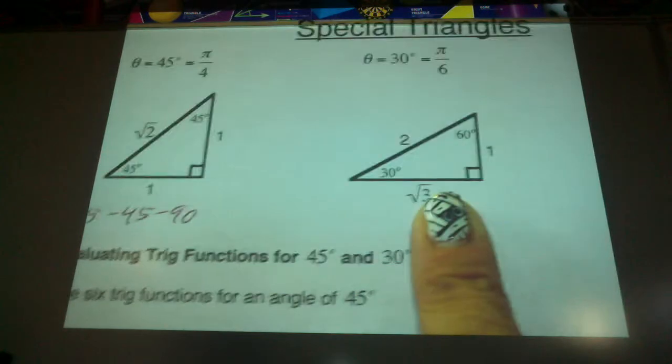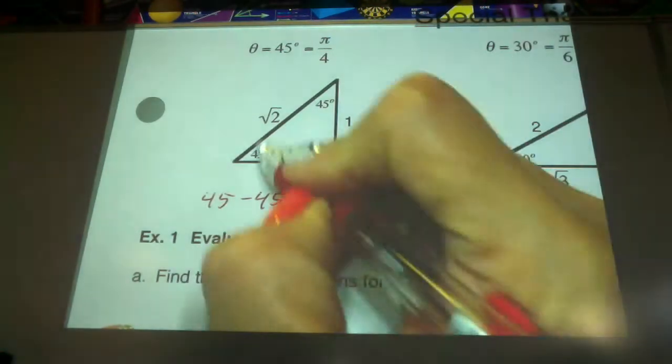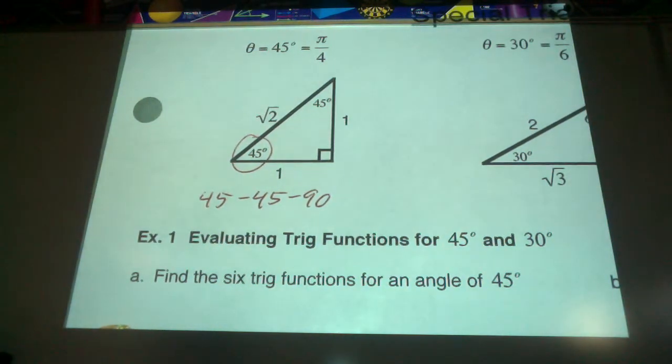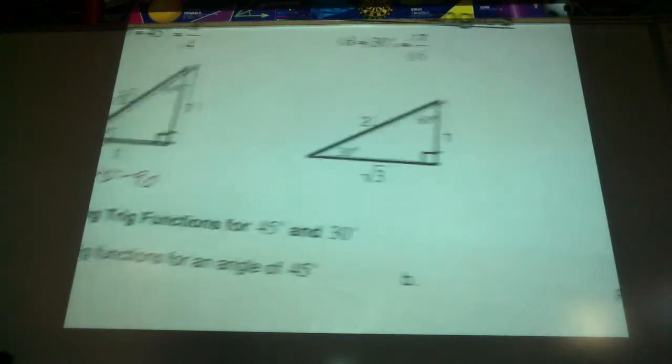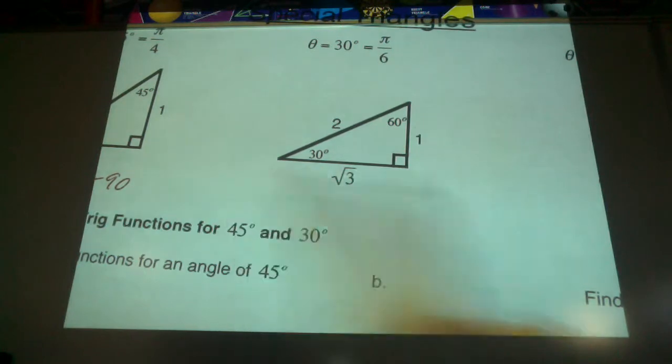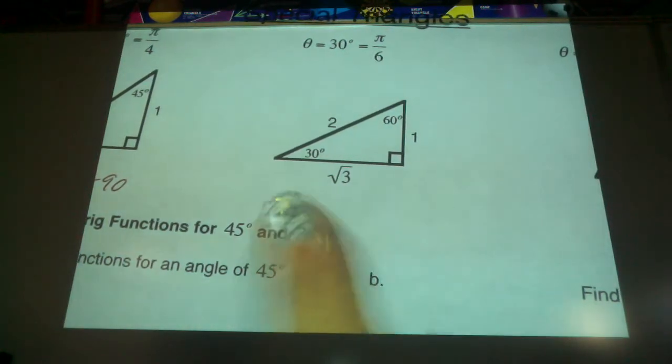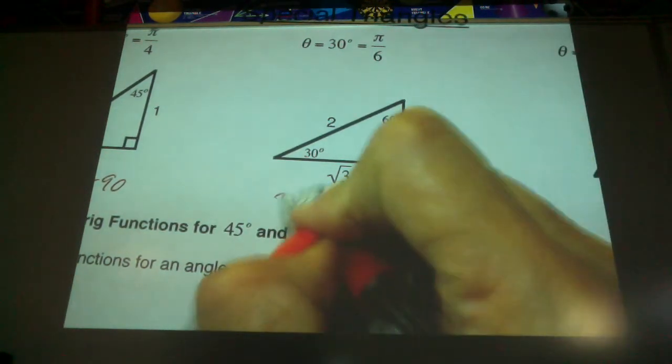And so for your 30, 60, 90, oh, by the way, this is your angle of reference. Since they're both 45, it doesn't matter which you use. But I like my angle of reference on the ground, so to speak. And so for this one, this is your 30, 60, 90.